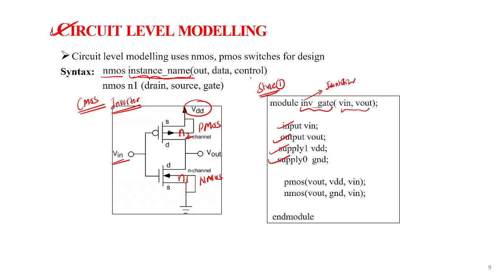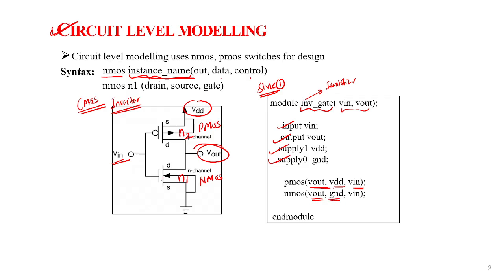Okay, so how to instantiate, that means how to write the code, that is my instance. So this is PMOS, and instance name is optional only. What is the output? V out, and next data. For PMOS, data is VDD, and input V in. And NMOS, V out. First output will come.